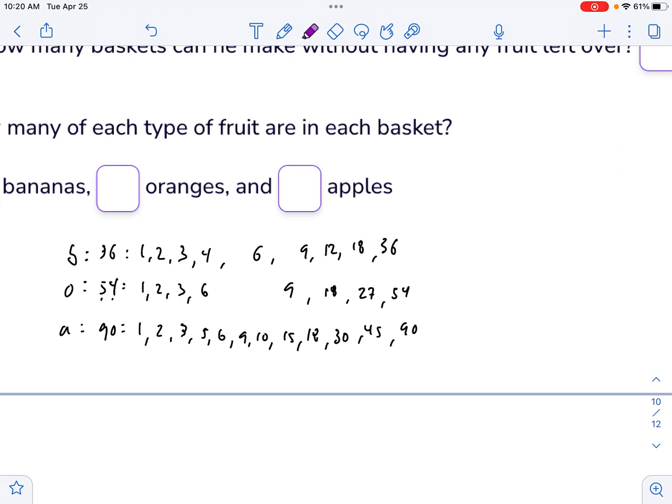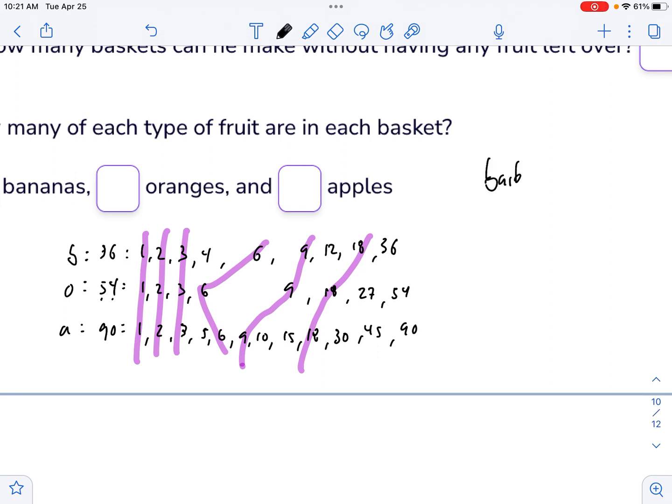Let's find matches. Okay, so there's a match. Those 2s are matches. 3s are matches. 6s are matches. 9s are matches. 18s are matches. And that's it. So it looks like if we're going to make baskets, we can make 18 baskets.